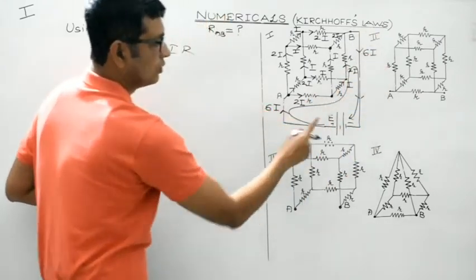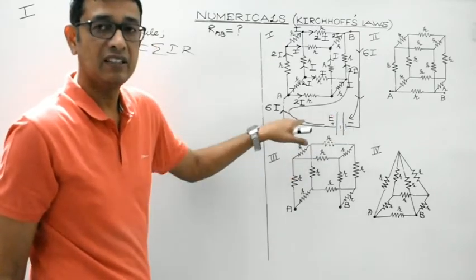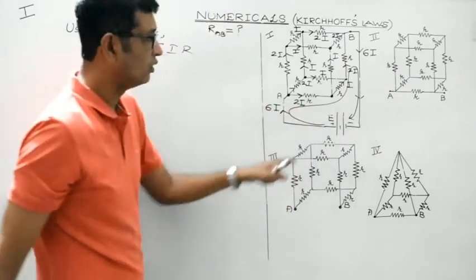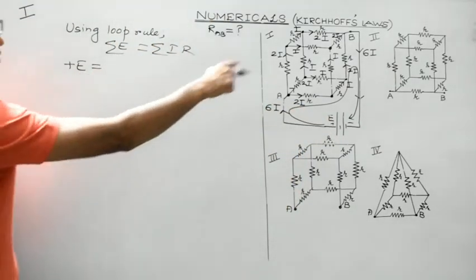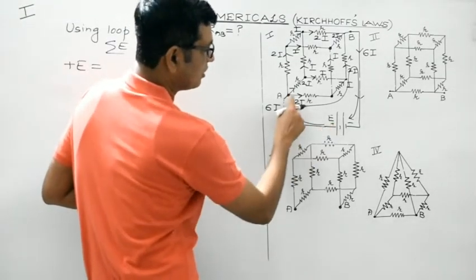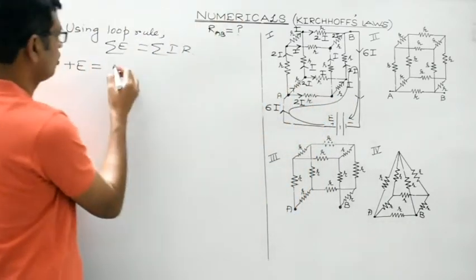Throughout this loop, the only EMF is this one. And this cell is sending current in the same direction as that of the measurement of the loop, that is, in the clockwise direction. So this EMF is to be taken as positive. No other EMF is included in this loop, right? So now the summation of IR. The current is flowing along the same direction as that of the measurement of the loop. So here it will be 2IR.